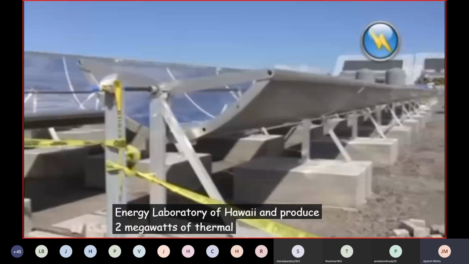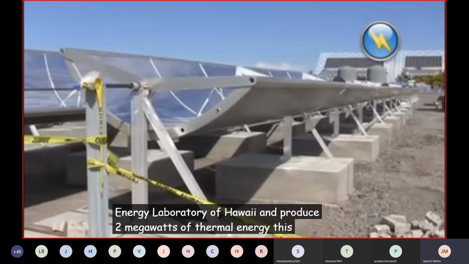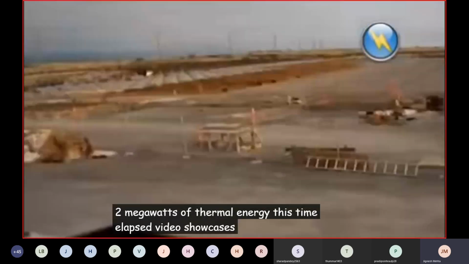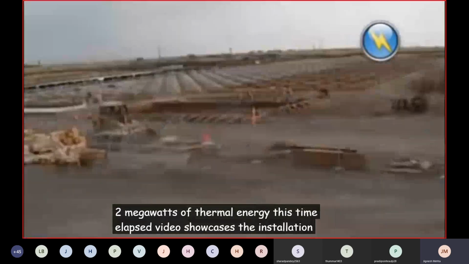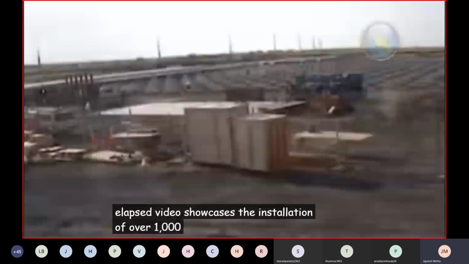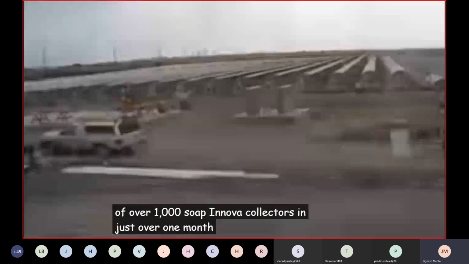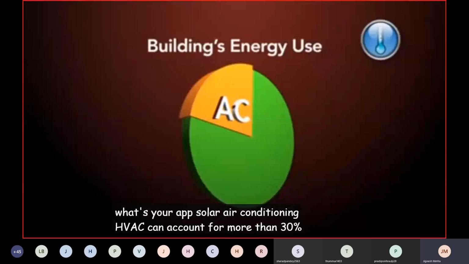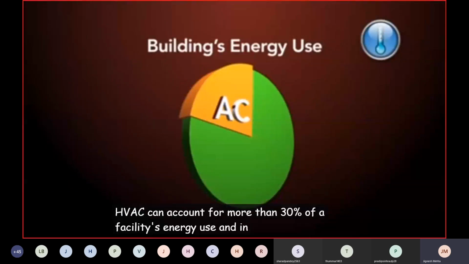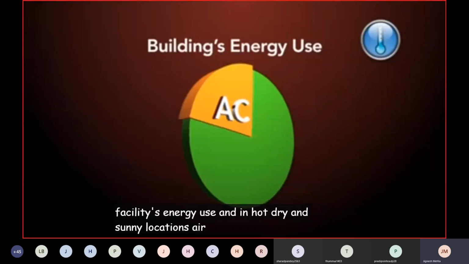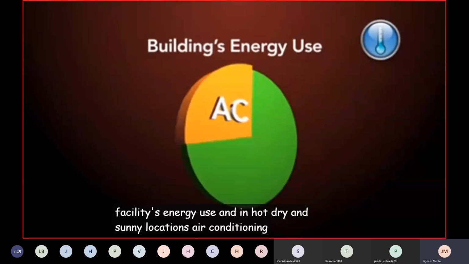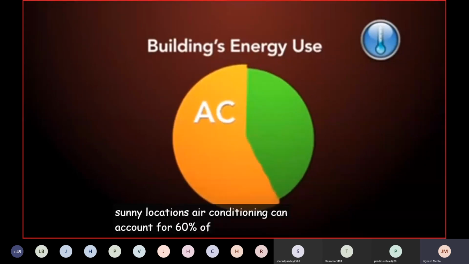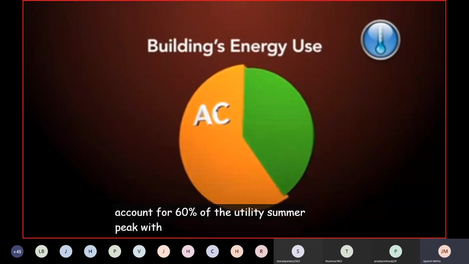What's your app? Solar air conditioning. HVAC can account for more than 30% of a facility's energy use. And in hot, dry, and sunny locations, air conditioning can account for 60% of the utility summer peak. With over 20 years of performance, solar thermal air conditioning is a proven technology. Over that time, efficiencies have gone up and system costs have gone down.